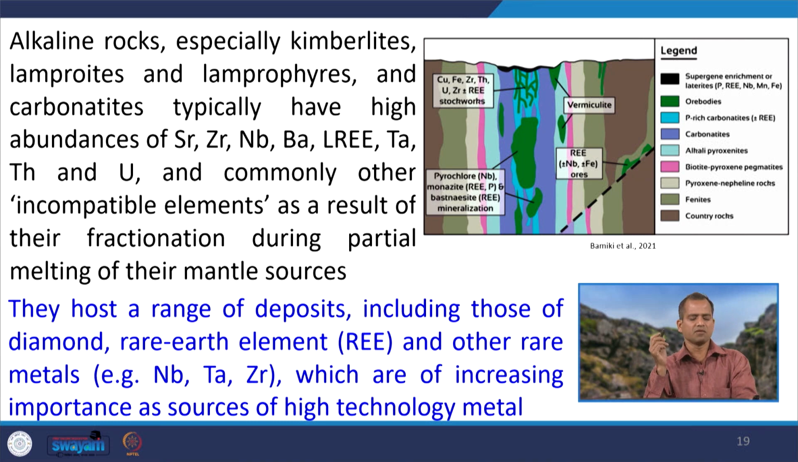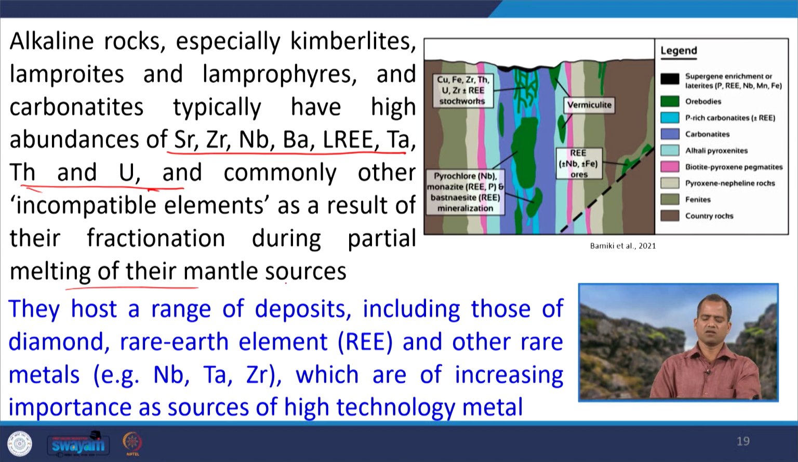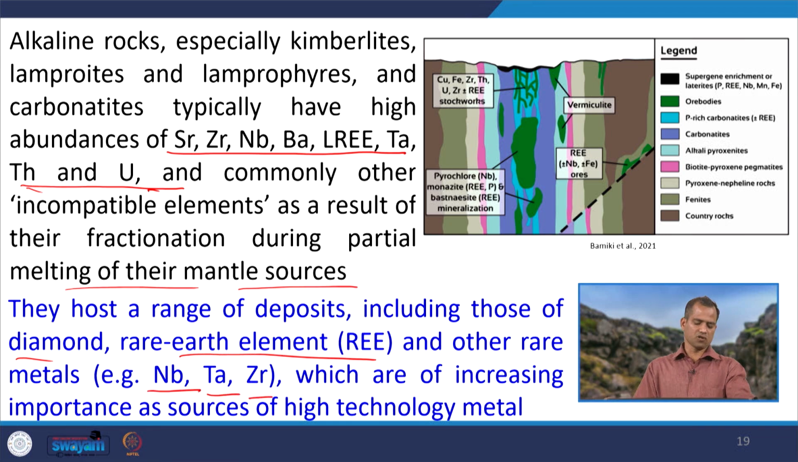Alkaline rocks, especially kimberlites, lamproites, lamprophyres and carbonatites, typically have a high abundance of a series of elements like Sr, Zr, Nb, Ba, LREE, tantalum, thorium, uranium, and other incompatible elements, as a result of their fractionation during partial melting of their mantle source. And they host a range of deposits including diamond, rare earth elements and other rare metals like niobium, tantalum, zirconium, which are of increasing importance as high technology metals.